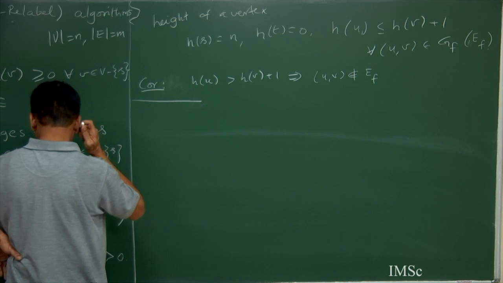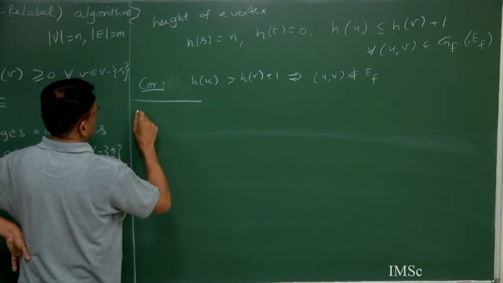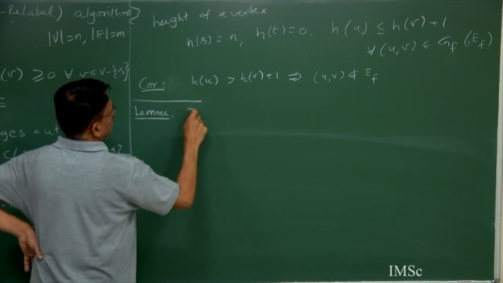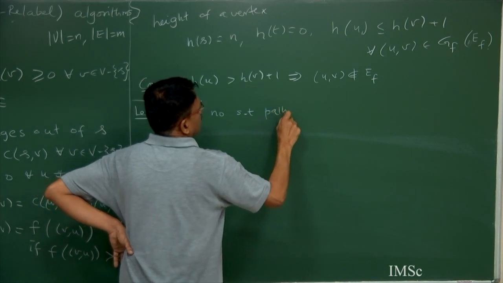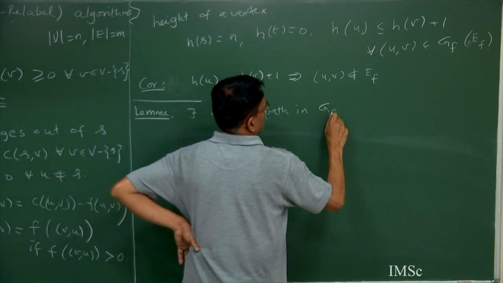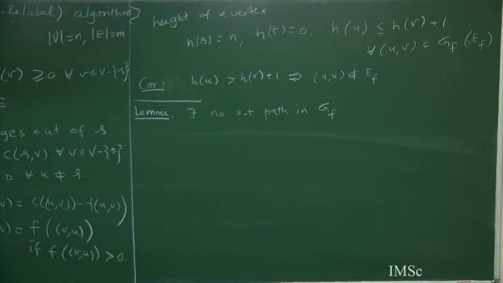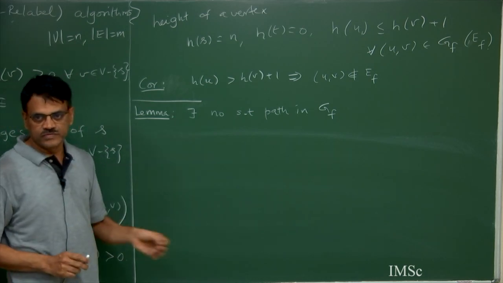Some other useful property which we proved right away: there is no s-t path in G_f at any point as long as you have this preflow and this height condition satisfied. Why is this? Anybody remembers the proof?